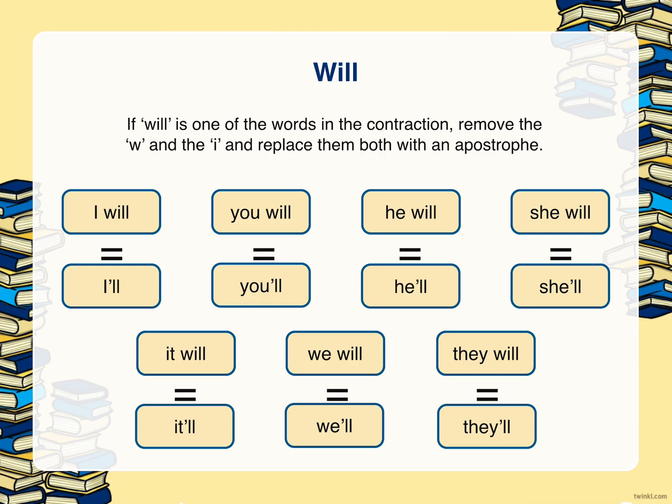Will. If will is one of the words in the contraction, you remove the W and the I and replace them both with an apostrophe. So you're just left with the double L. And you can see the examples down below. I will becomes I'll. You will becomes you'll. He will becomes he'll. She will becomes she'll. It will becomes it'll. Sorry, that's a bit of a tongue twister. We will becomes we'll. And they will becomes they'll.